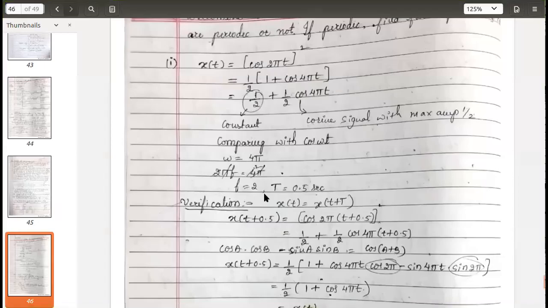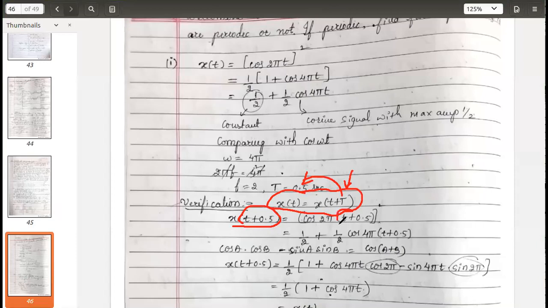We were doing the verification part for the previous problem. The verification goes in this way: x of t equals x of t plus capital T. This is the equation, the condition, by which we can decide whether the given signal is periodic or not. In the problem we have calculated capital T equals half, that is 0.5 seconds.